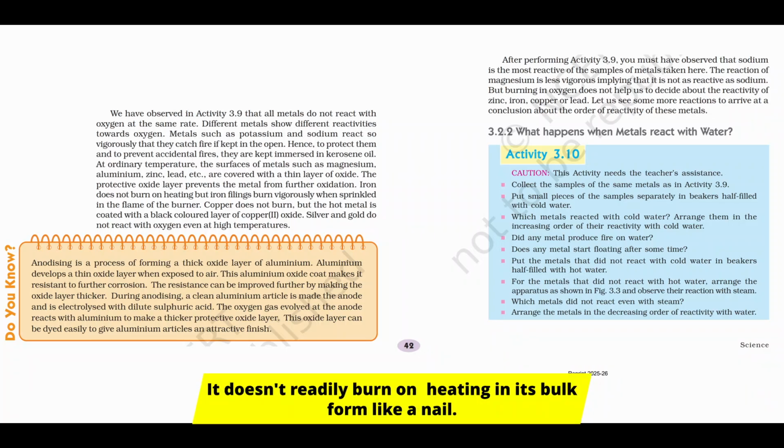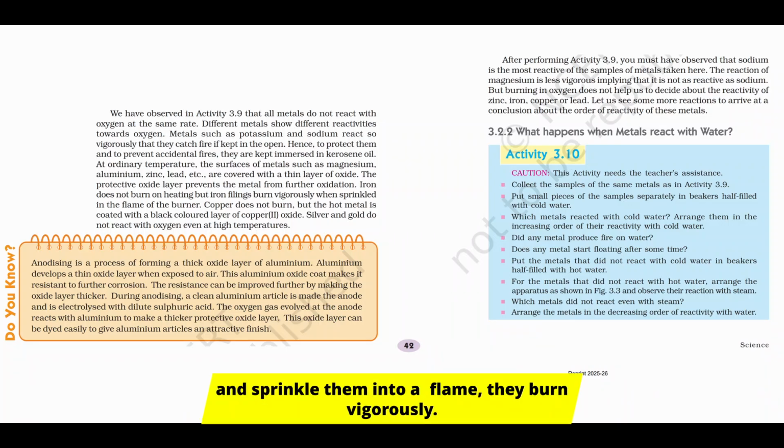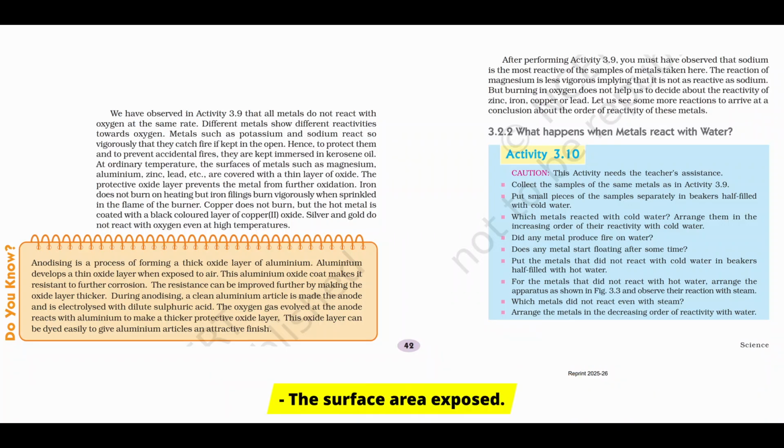It doesn't readily burn on heating in its bulk form, like a nail. However, if you take finely divided iron filings and sprinkle them into a flame, they burn vigorously. Why? More surface area exposed. Precisely. Vastly increased surface area.